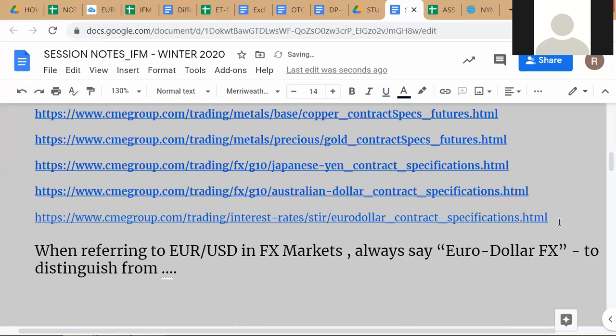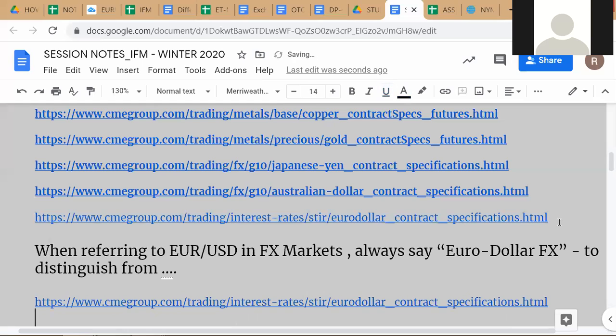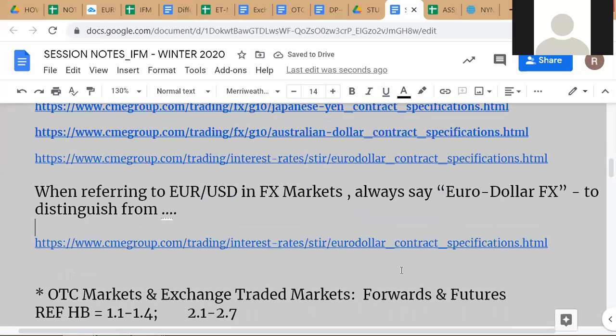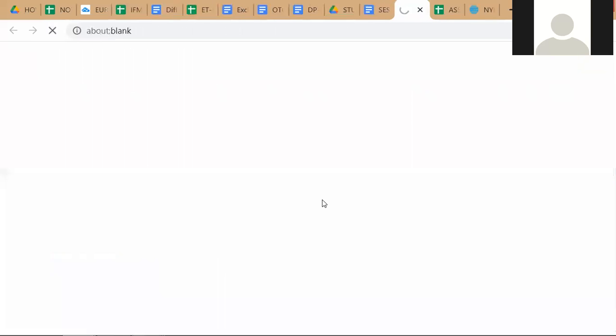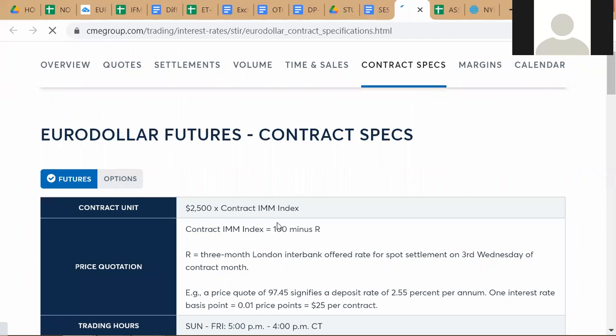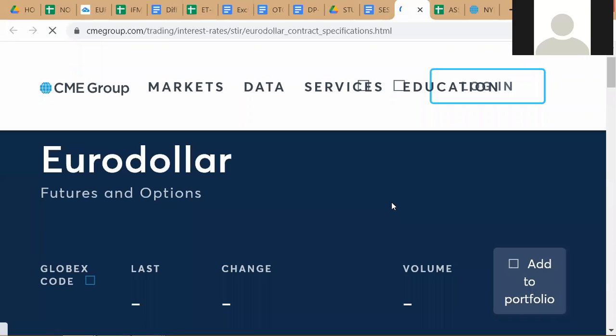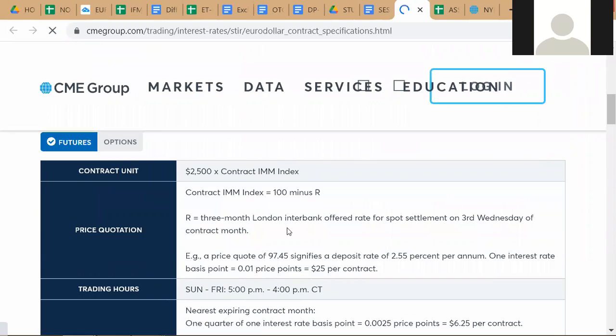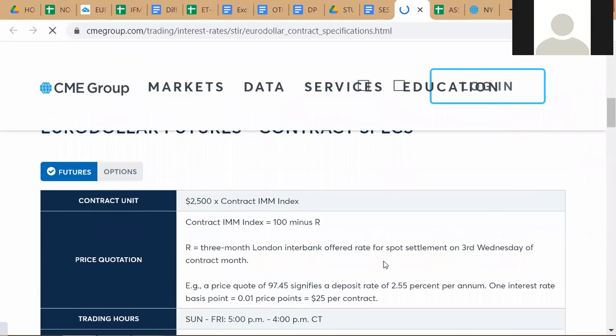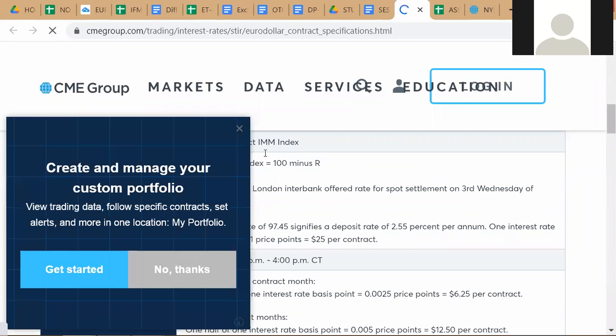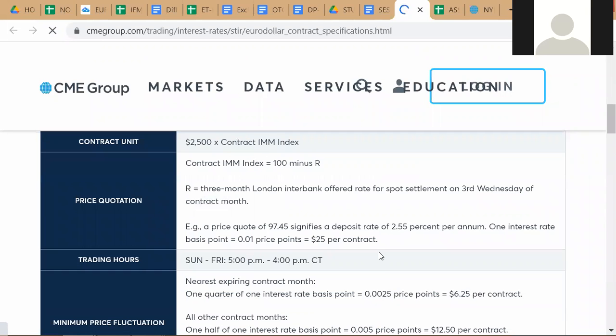This is actually an interest rate futures contract. This is actually one of the most actively traded interest rate futures contracts in the world. We'll learn about this later. You can see what this is dealing with. This is an interest rate futures contract, okay? This is talking about the London interbank offer rate, okay? This is an interest rate contract. So this is a different thing.